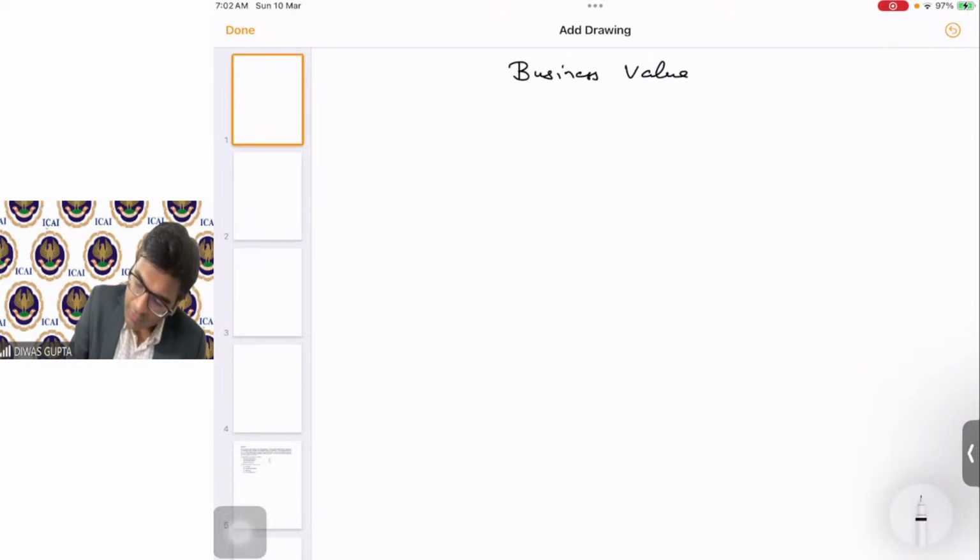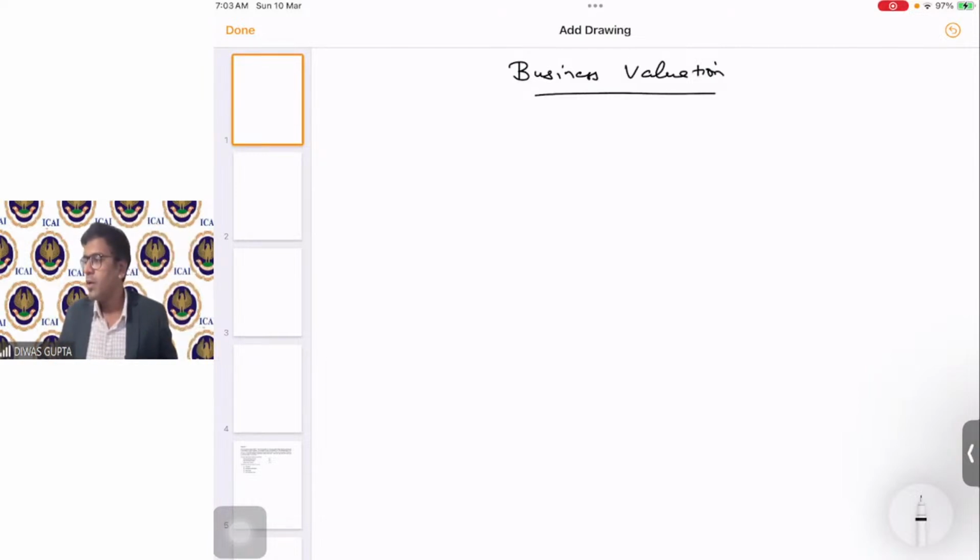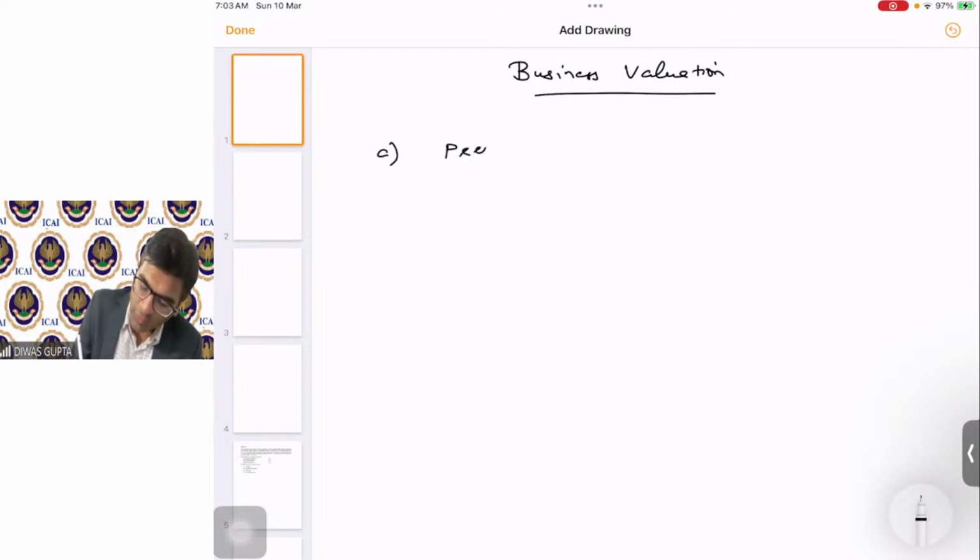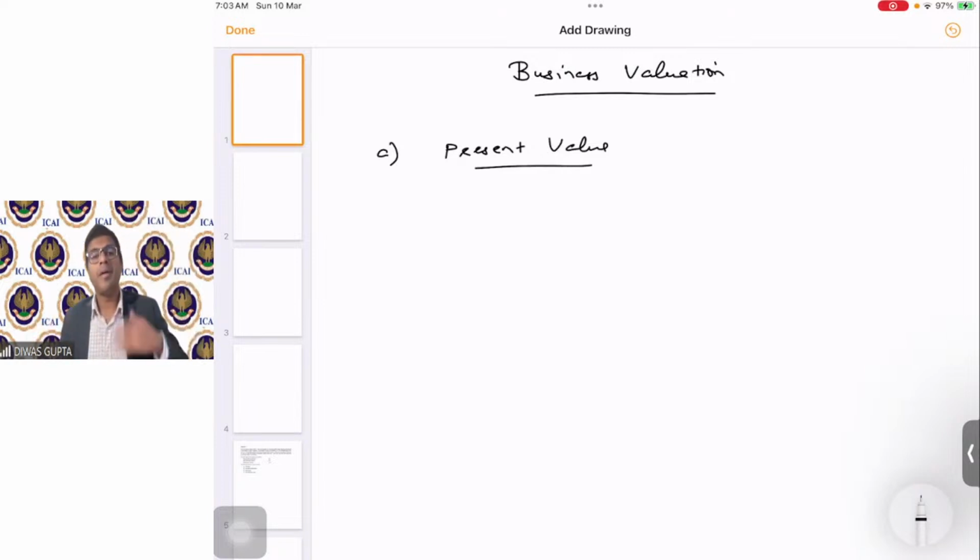Business valuation, students. Now, first of all, to start with, we just need to understand some of the basic concepts. First of all is the present value concept. Present value, students, we have studied in derivatives, specifically present value and future value. Remember, we were trying to do the valuation of a forward or a future, wherein we used the present value and future value principles.